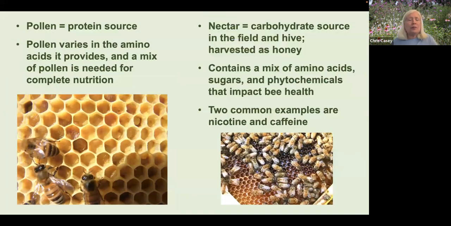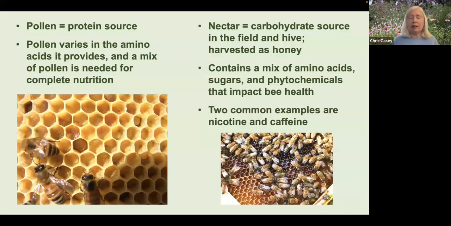So I mentioned before that bees are vegans. They use pollen as their protein source and nectar as their carbohydrate source. And some things to understand about these food components are that they're actually quite variable depending on the plant they come from. Just like we need to eat a varied diet in order to get all of the complete amino acids that we need, the same is true for bees. They need to have a mix of pollen from a variety of plants in order to have complete nutrition.